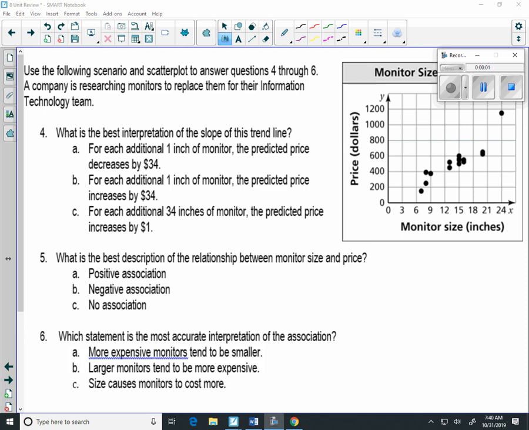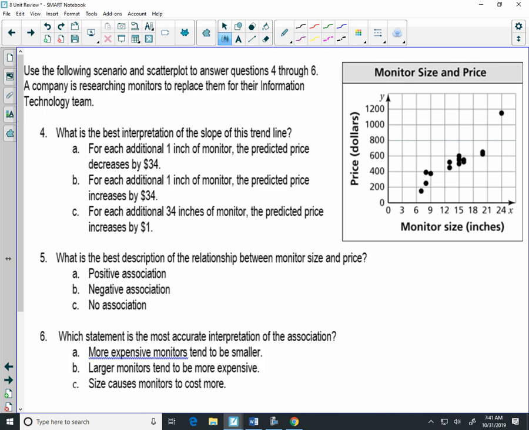All right, just like your unit test, here we have a couple of multiple choice problems, and we spent really yesterday on all of problems just like this. You have a whole packet of them, but these are great to look at because they're very similar to what you're going to see on the OST. We've seen a lot of problems like this. So here we're using the scatter plot of monitor size and price for questions 4 through 6.